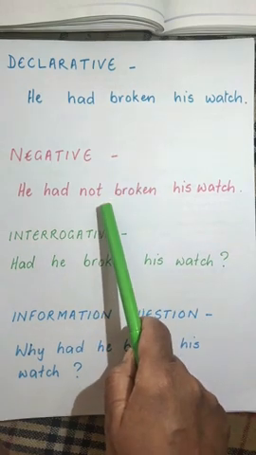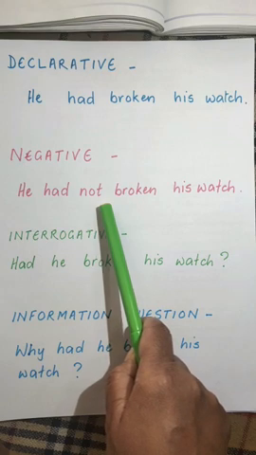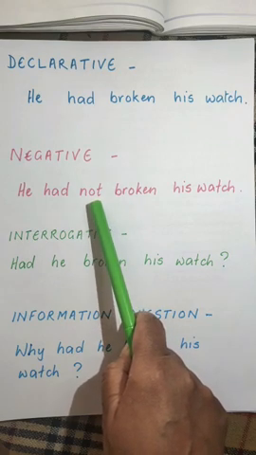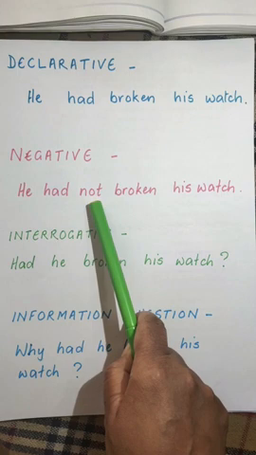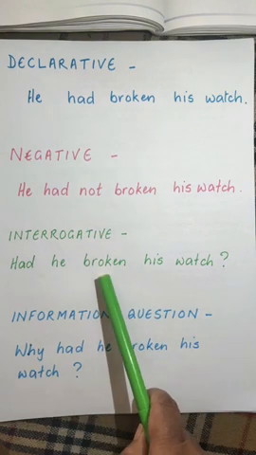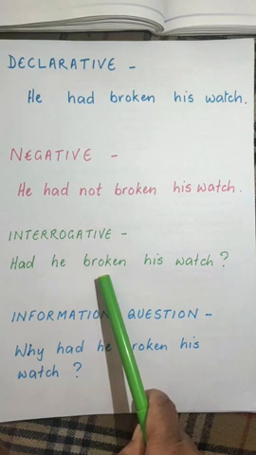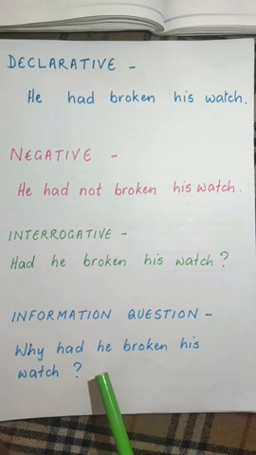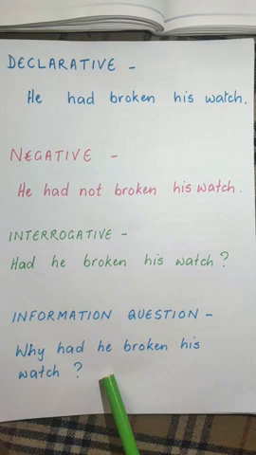And the negative form, he had not broken his watch. You add not to make it into the negative. I'm sure you all know that by now. Interrogative, had he broken his watch? Question mark, right? And information question, why had he broken his watch?